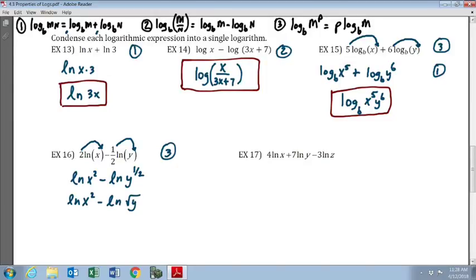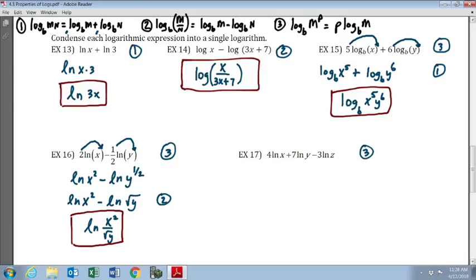And you'll notice also I changed the y to the 1/2 power to the square root of y. Actually, that's what I did, and now I'll use the quotient rule. So we'll get the natural log of x squared over the square root of y. And let's look at number 17.